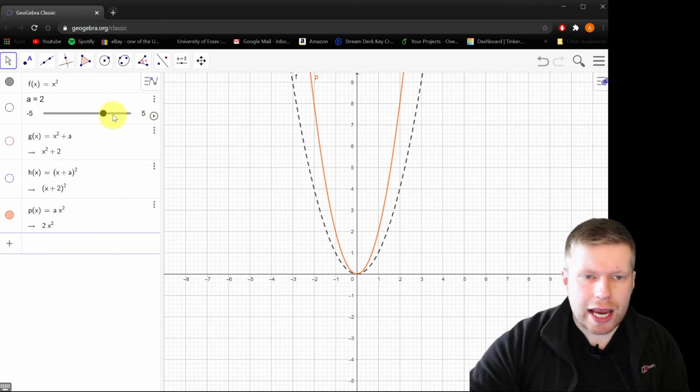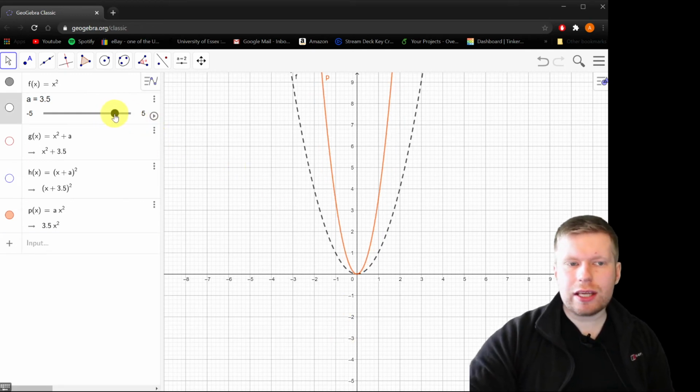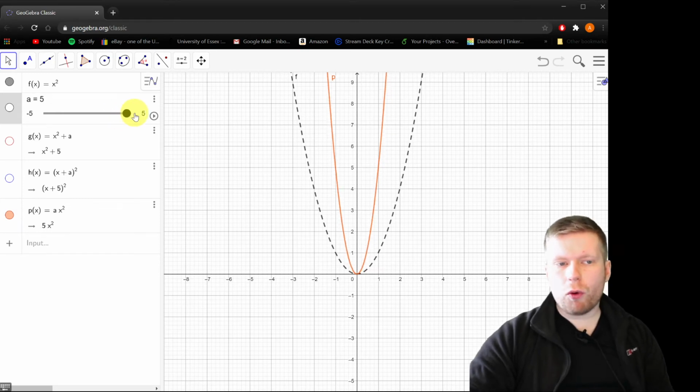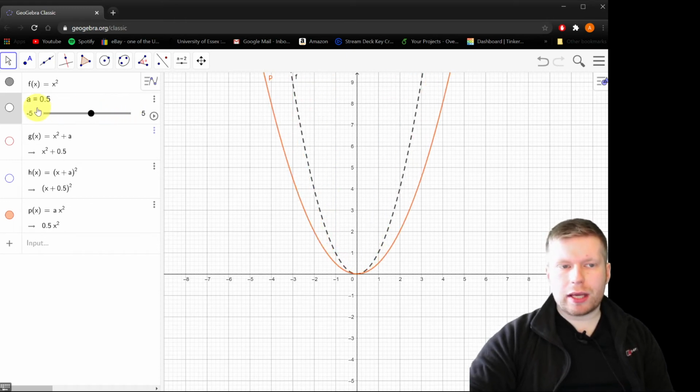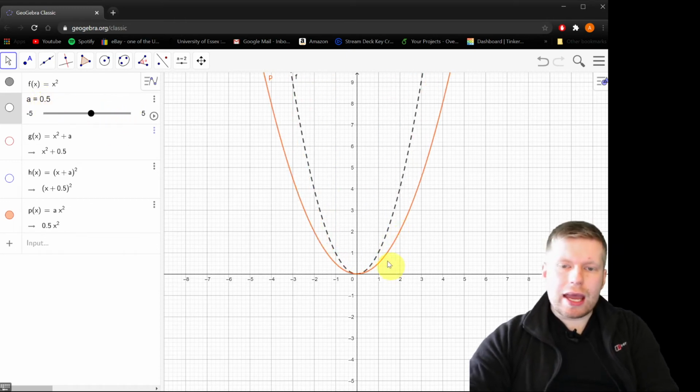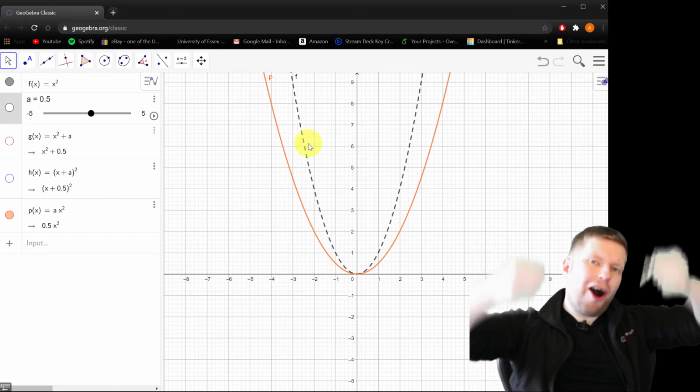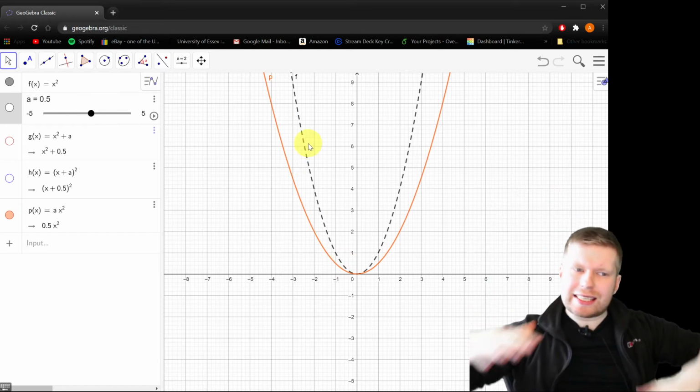And again, I can change my value of a, so I can make it 3 times steeper, or 3.5, or 4 or 5 times steeper, and you can see the graph is even steeper still. I can make it shallower as well. If I put it as a half, it means I'm making it half as steep, so it's a bit like squashing it downwards by half.